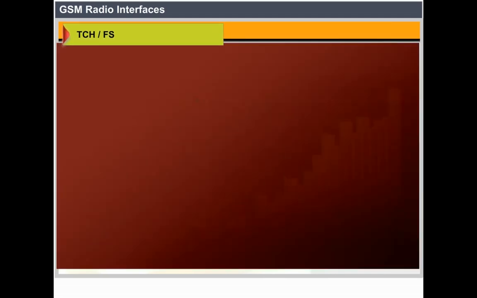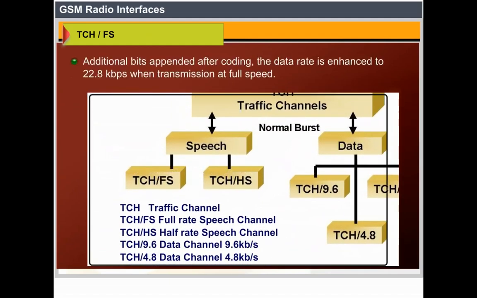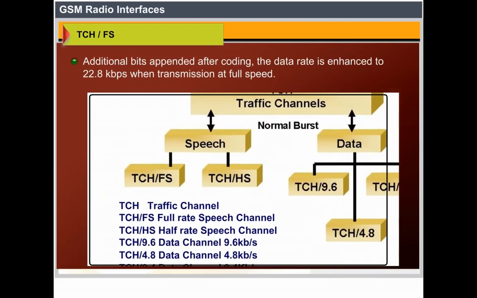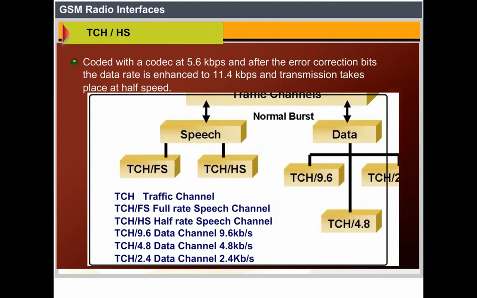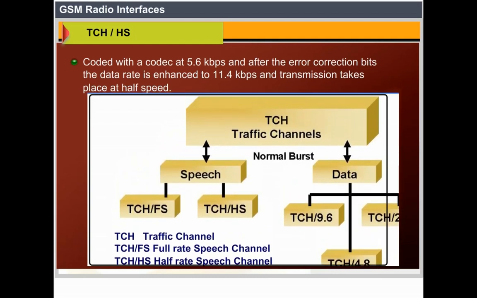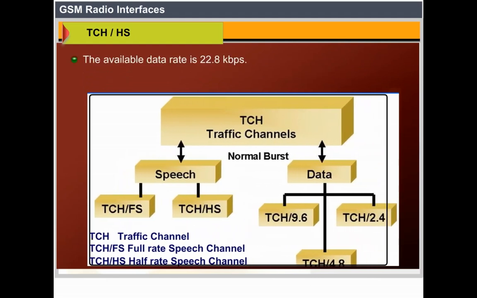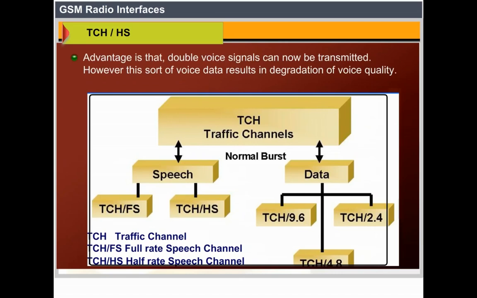TCH/FS, voice coded with a codec decoder at 13 kbps. With additional bits appended after coding, the data rate is enhanced to 22.8 kbps when transmitting at full speed. TCH/HS, coded with a codec at 5.6 kbps, and after the error correction bits, the data rate is enhanced to 11.4 kbps and transmission takes place at half speed. The available data rate is 22.8 kbps. The advantage is that double voice signals can now be transmitted. However, this sort of voice rate results in degradation of voice quality.